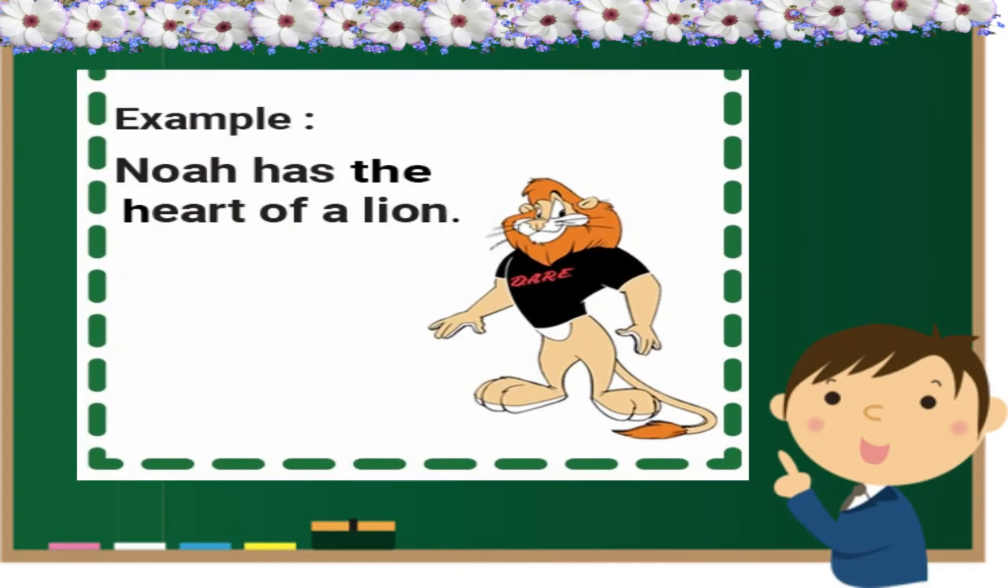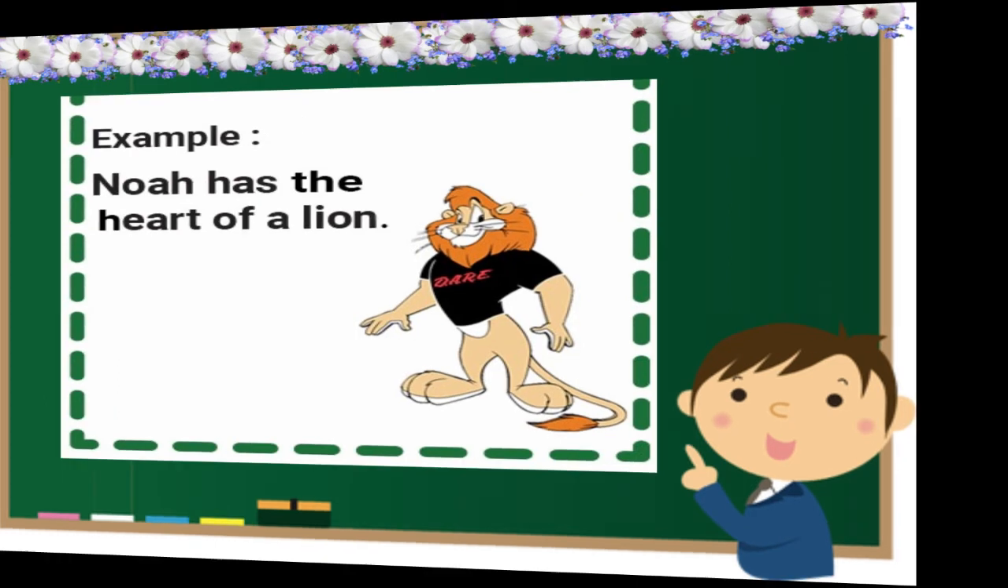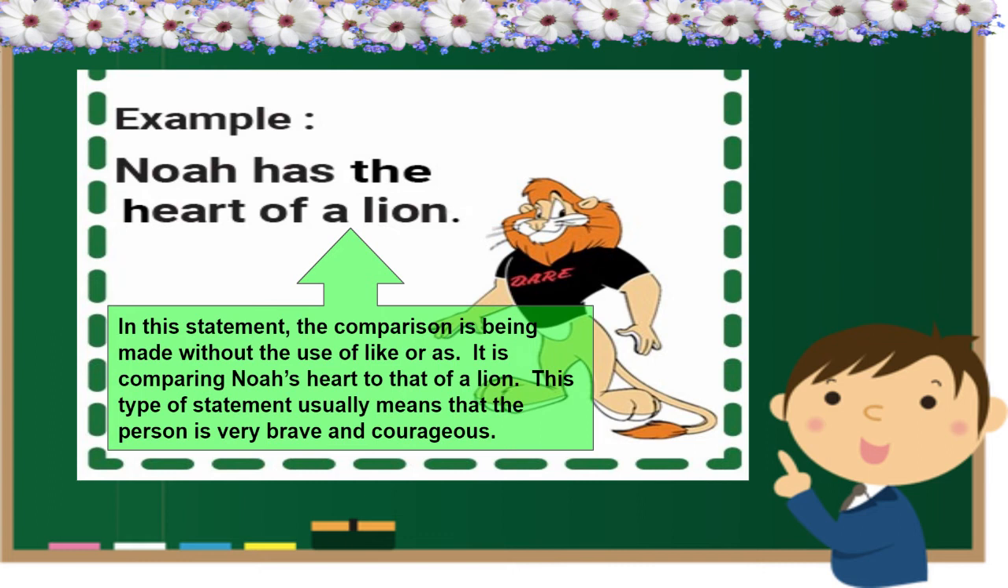Here's an example. Noah has the heart of a lion. In this statement, the comparison is being made without the use of like or as. It is comparing Noah's heart to that of a lion. This type of statement usually means that the person is very brave and courageous.